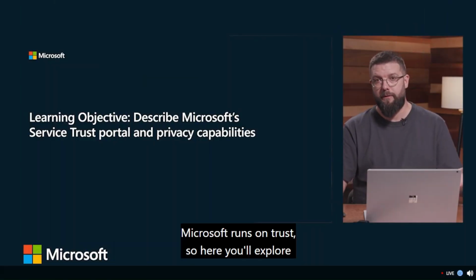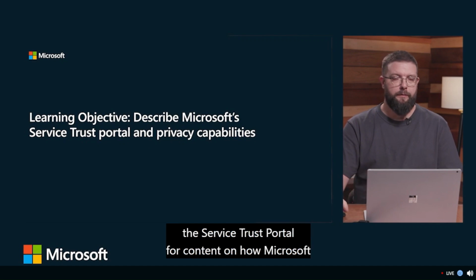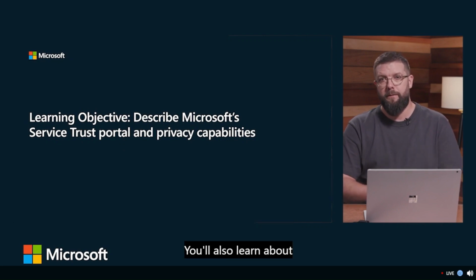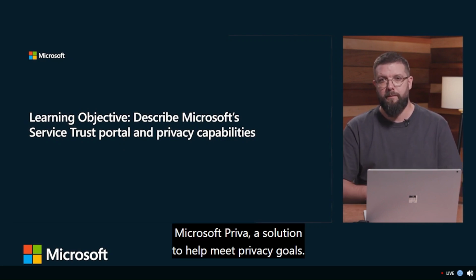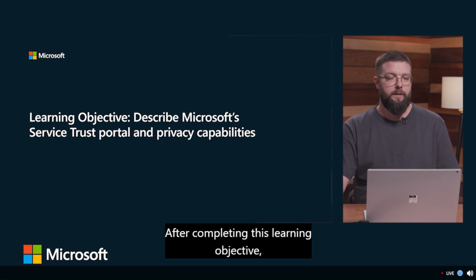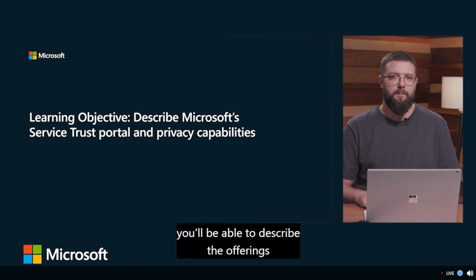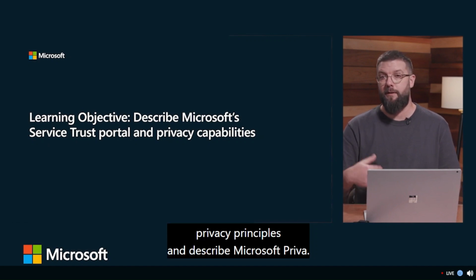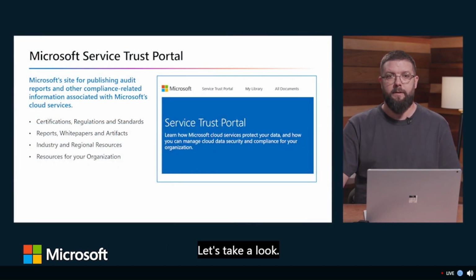Microsoft runs on trust. So here you'll explore the Service Trust Portal for content on how Microsoft delivers on our commitment to trust. You'll also learn about Microsoft Priva, a solution to help meet privacy goals. And after completing this learning objective, you'll be able to describe the offerings of the Service Trust Portal, as well as describe Microsoft privacy principles and describe Microsoft Priva. Let's take a look.